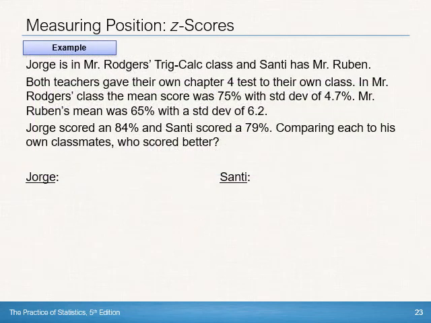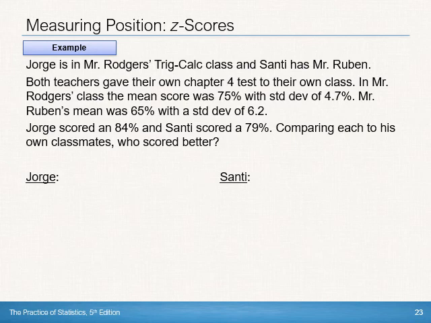All right, let's look at another example for z-scores. Jorge is in Mr. Rogers' trig calc class, and Santi has Mr. Rubin. Both teachers gave their own Chapter 4 test to their own class. Mr. Rogers' class's mean score was a 75% with a standard deviation of 4.7%. Mr. Rubin's mean was 65% with a standard deviation of 6.2%. So that means Mr. Rubin's scores were more spread out than Mr. Rogers' scores because his standard deviation was larger.